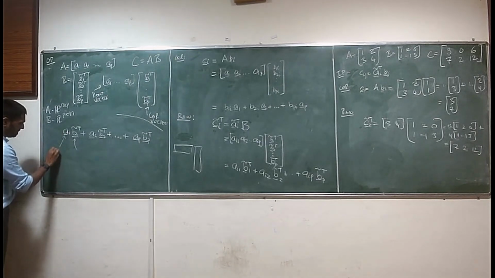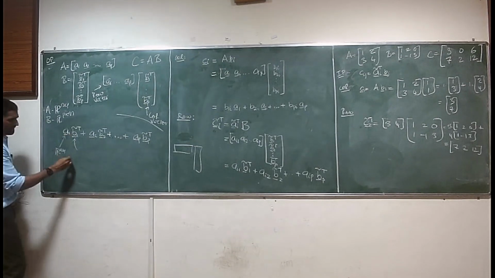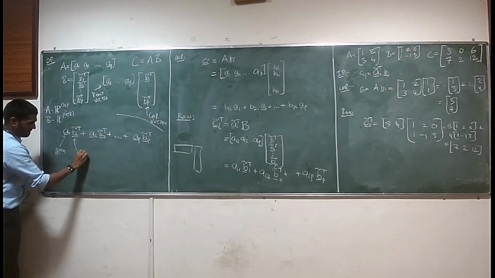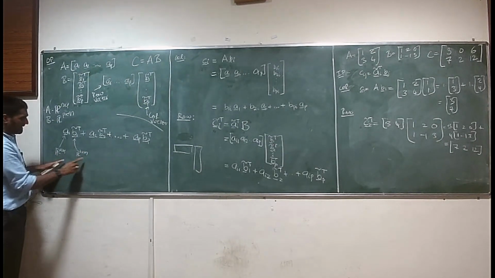The columns are from R^(n×1). Where are these from? Well, as long as these two match, it doesn't matter what these two are. M. Right? So this is allowed.